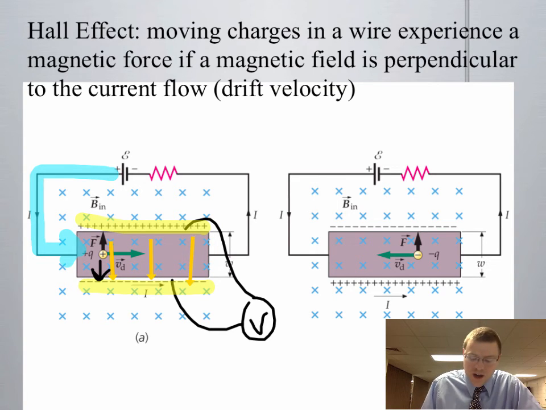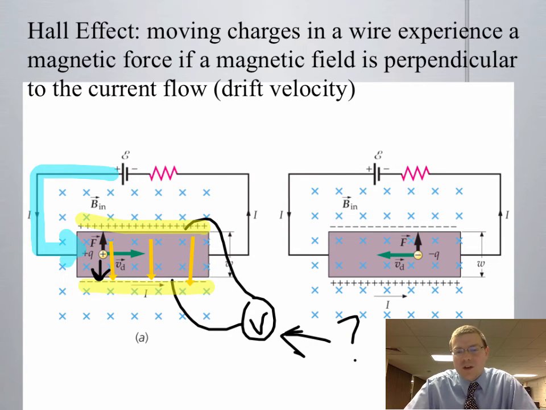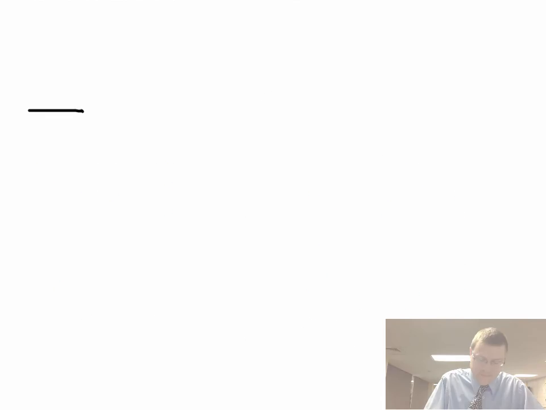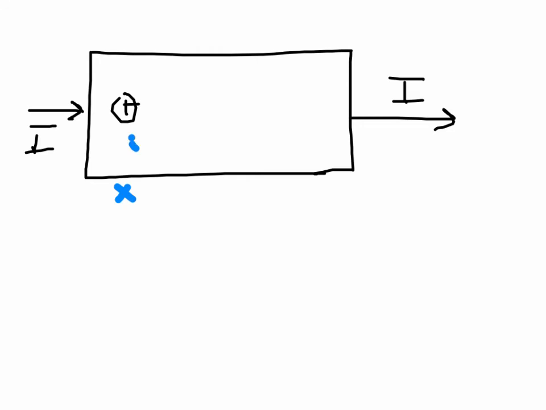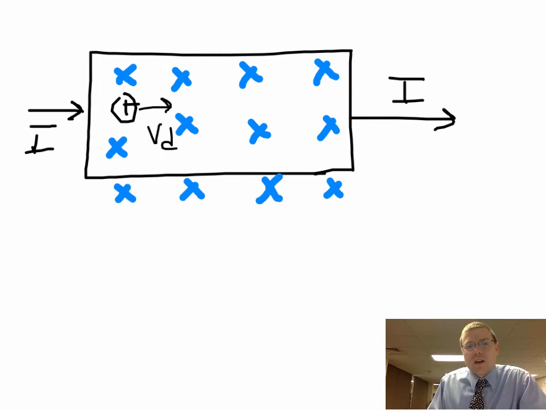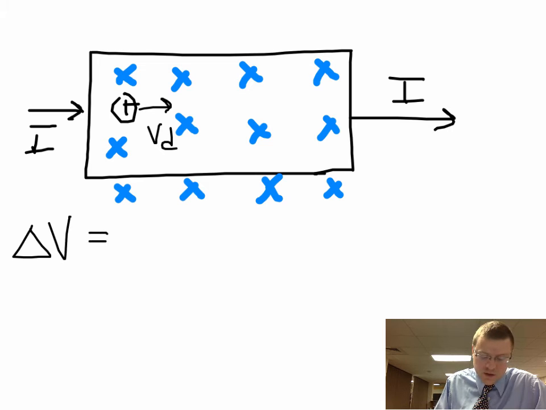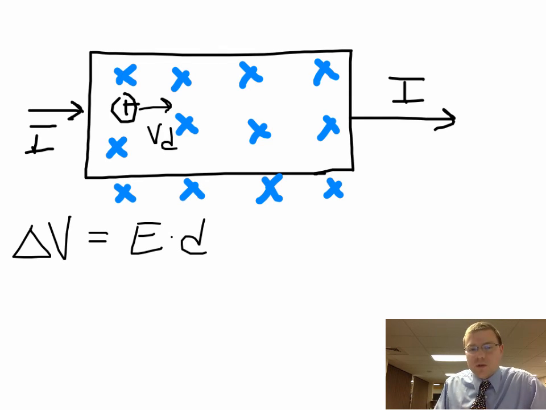The question would be, how can we measure this Hall voltage? How can we measure the induced potential between those two plates when they drift through the magnetic field? So if we want to measure the voltage, well, we know that voltage is electric field times the distance of separation. To find our potential difference, I need to know how strong the electric field is.